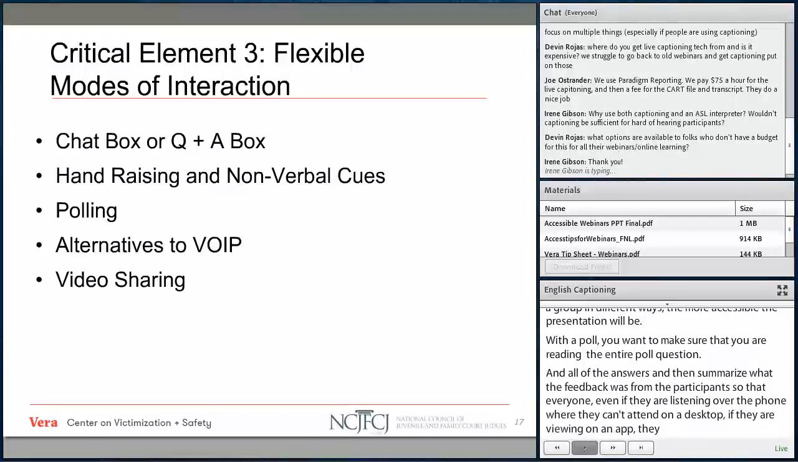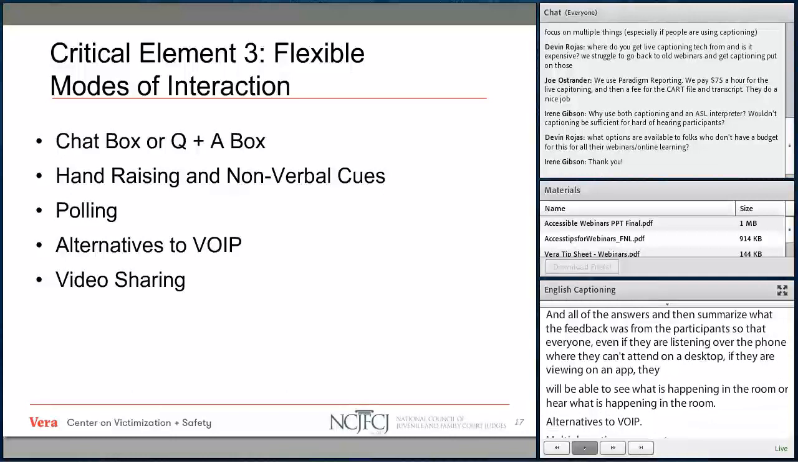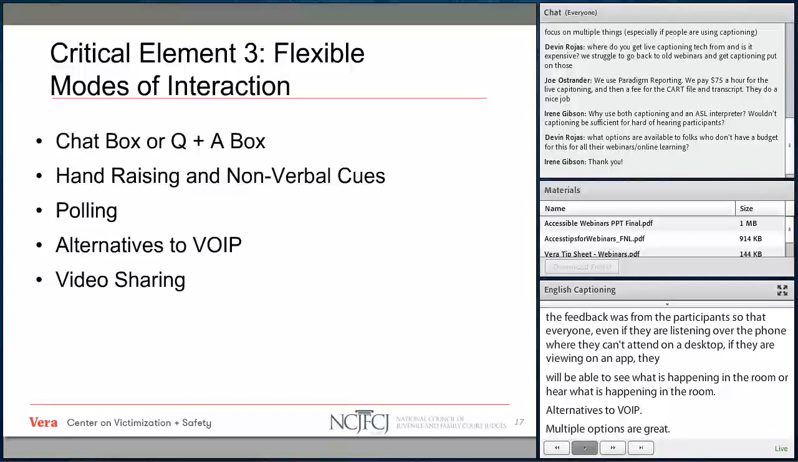Alternatives to VoIP. So again, multiple options are always great. You want to make it so that someone can listen over the computer if they need to, or they have an option to dial in over the phone if they don't have computer speakers or they can't be at their desk watching it. In general, the more options you have, the more accessible it will be.